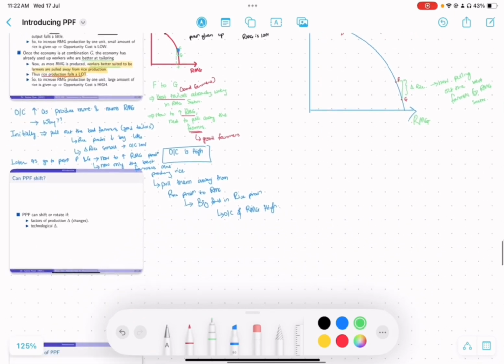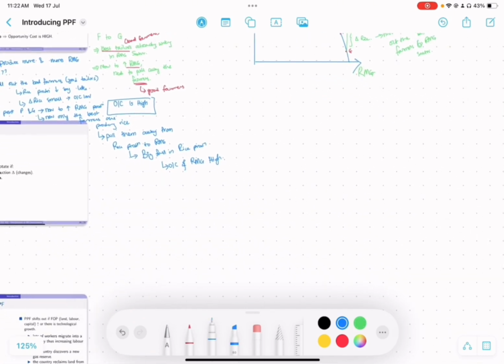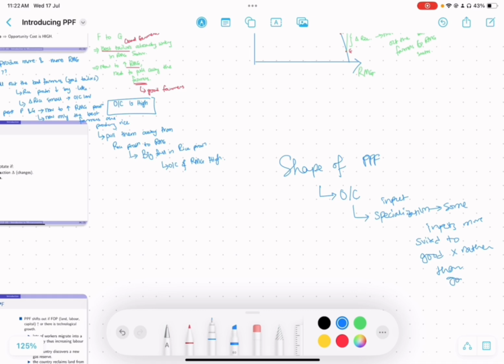Basically, remember the main reason. So let's go into the next discussion, which is: what determines the shape of the PPF? The shape of the PPF is determined by the opportunity cost. Okay, and this opportunity cost actually depends on specialization. Input specialization, right? The idea that some inputs are more suited to good X rather than good Y.